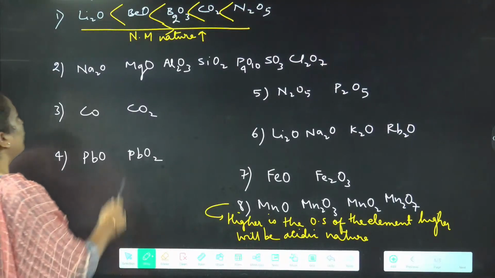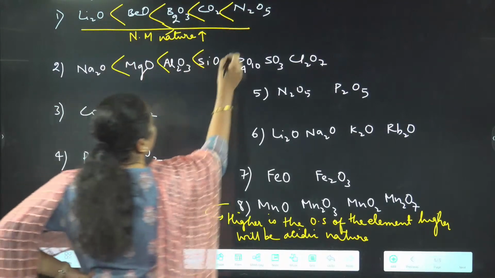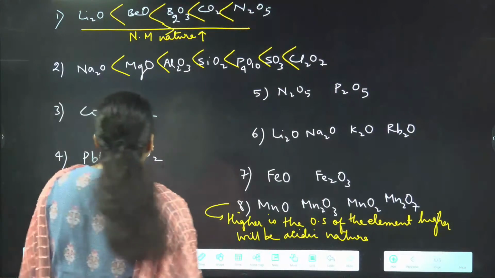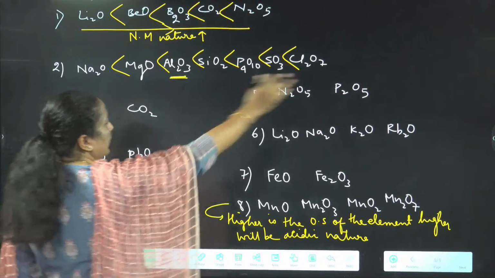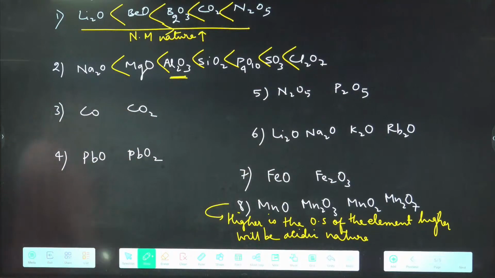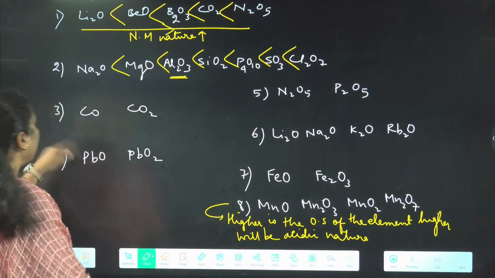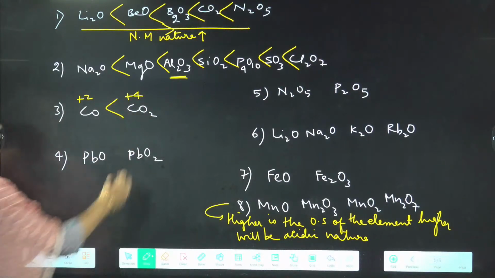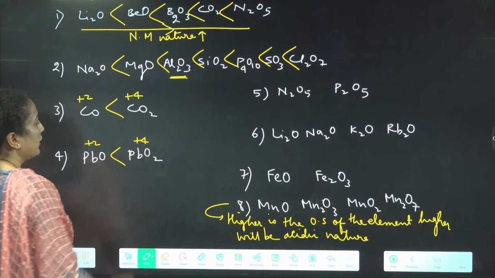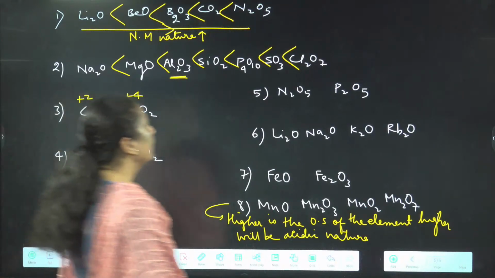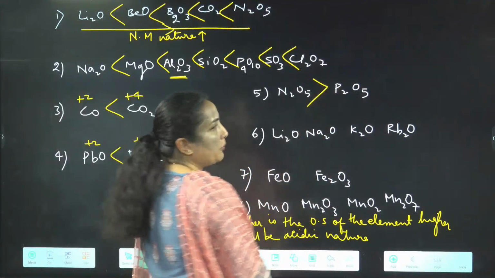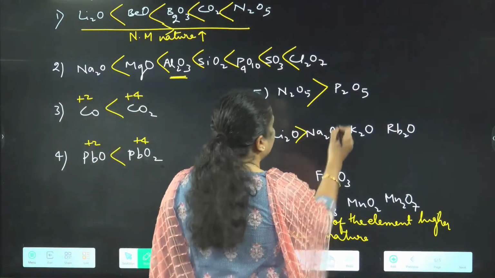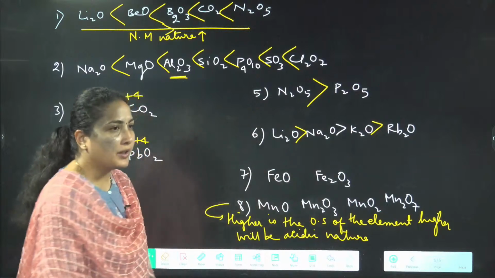Getting it? What about this? Again, when you're moving from left to right, you will see that the non-metallic nature is going to increase. This is amphoteric, and after that non-metallic character and acidic nature begin, and here it is basic. Among CO and CO2, it is +2, it is +4. Higher oxidation state, more acidic. +4, +2, this is more acidic. N2O5, P2O5: down the group acidic nature decreases, and basic nature is going to increase.